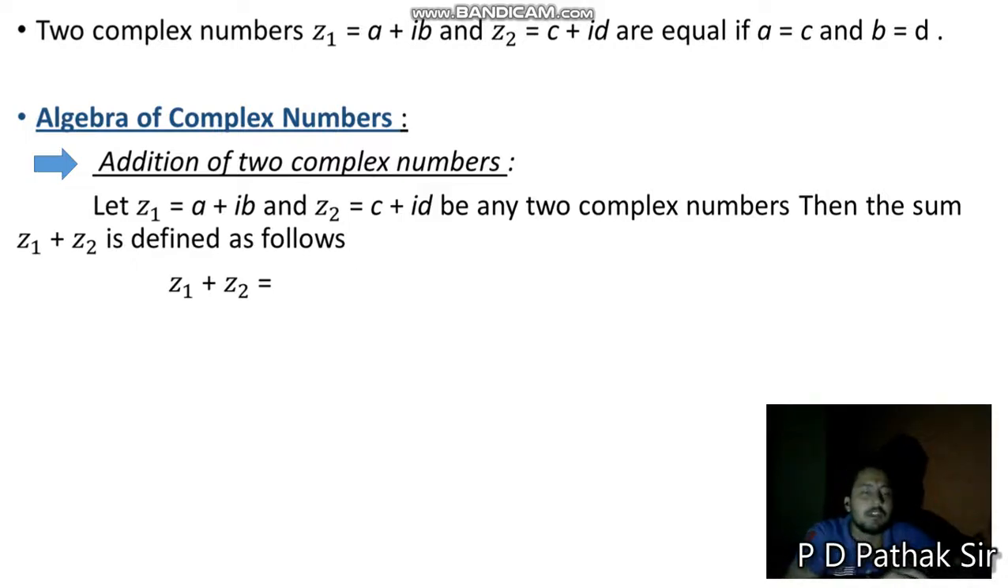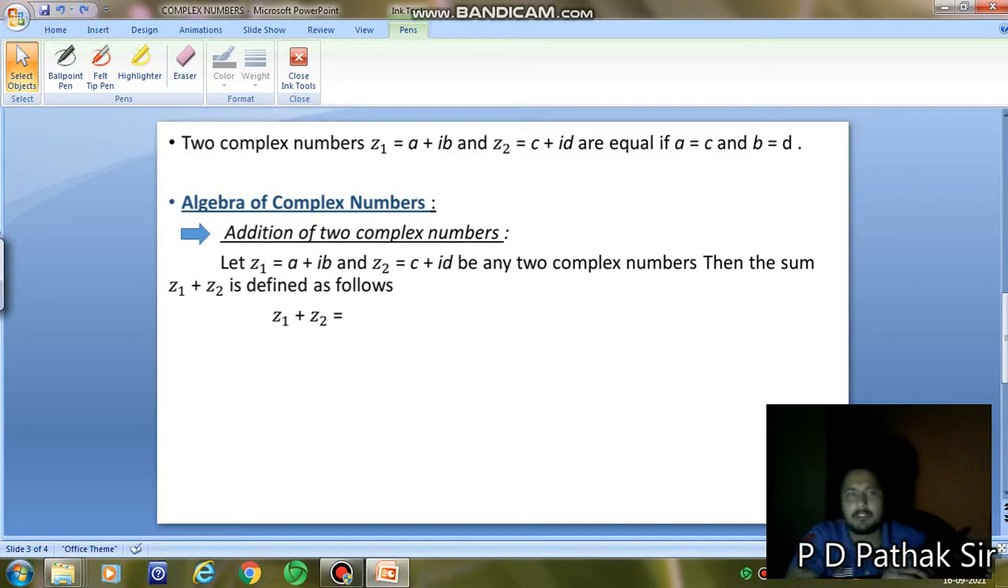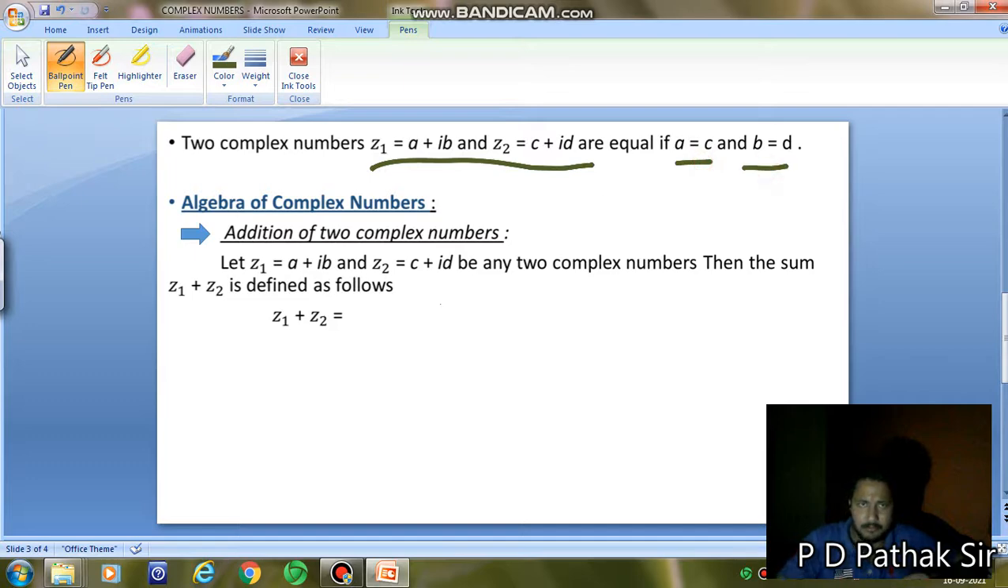Hello everyone. In the previous video we completed the concept and introduction part of complex numbers, and in this video we will complete its algebra. Before starting the algebra, you should know that two complex numbers z1 and z2 are equal if a equals c and b equals d.